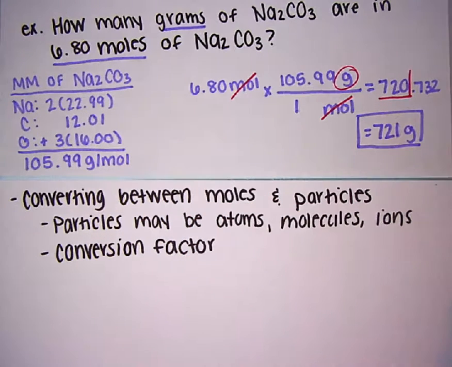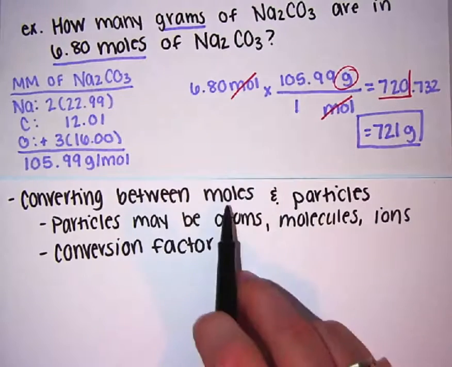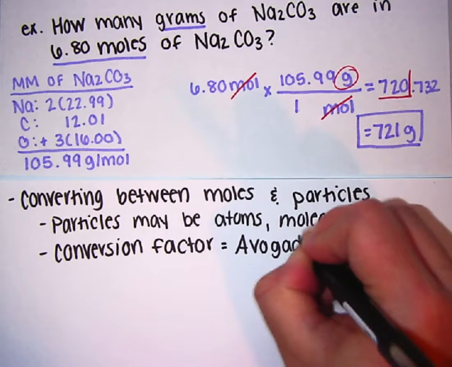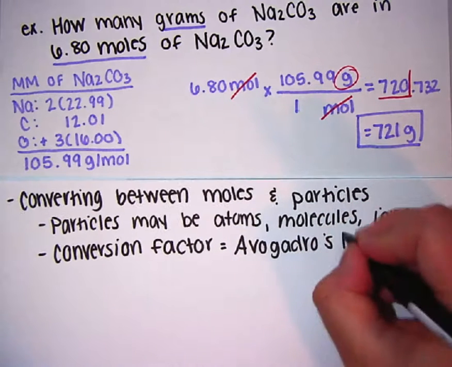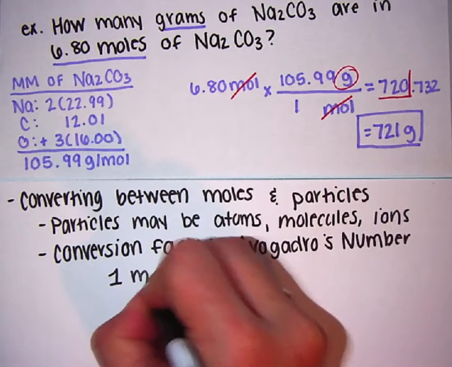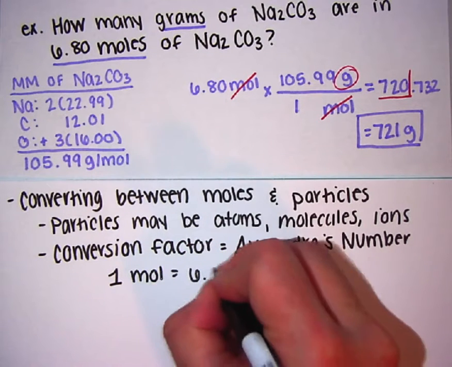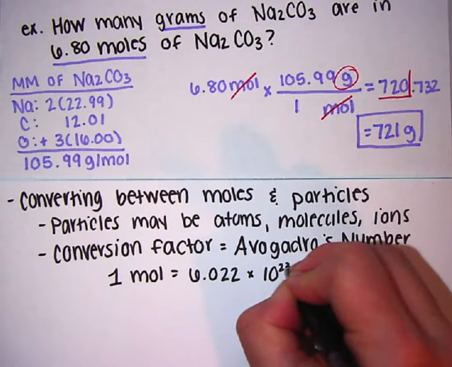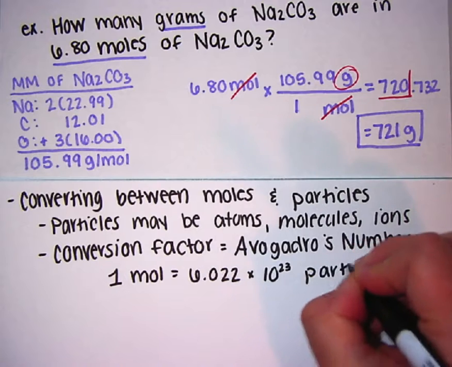So now we have a different conversion factor. Remember in the last lesson we said that 1 mole, it's like a dozen equals 12. 1 mole equals 6.022 times 10 to the 23rd. So if we're converting between moles and particles, the conversion factor is not going to be the molar mass, it's going to be Avogadro's number. So in this case, 1 mole is equal to 6.022 times 10 to the 23rd particles.